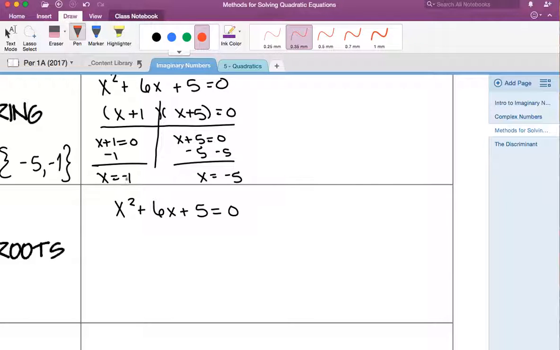If you notice, this function has this bx term, this x to the first power. You can't take the square root of that. So, we cannot solve it by using square roots.